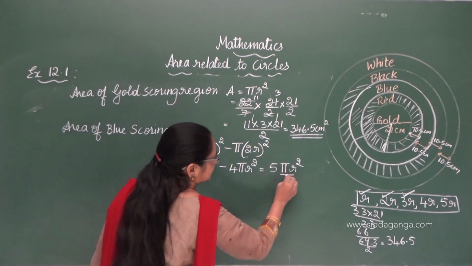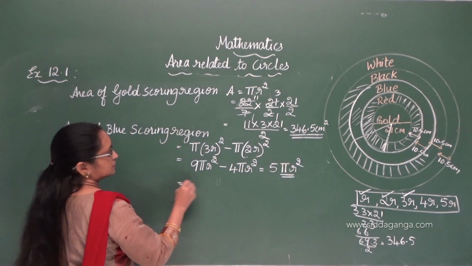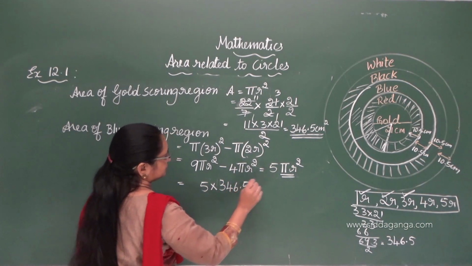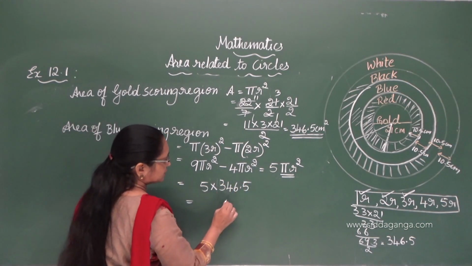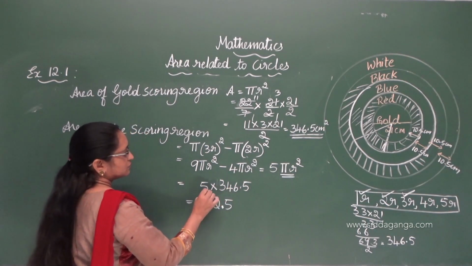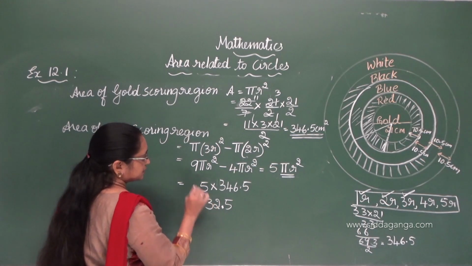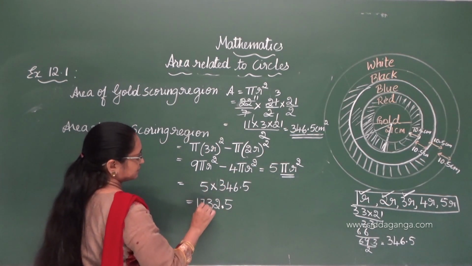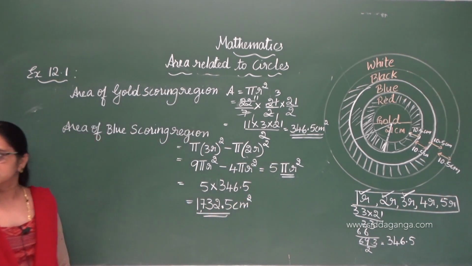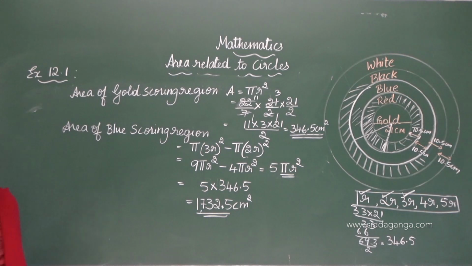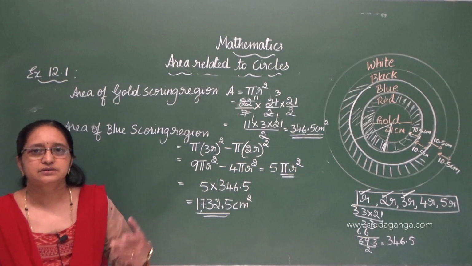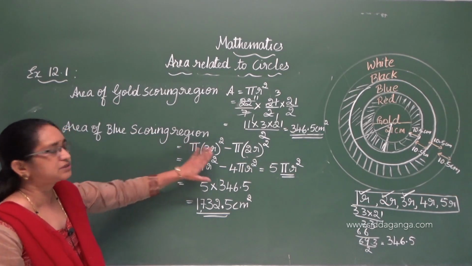We have calculated already πr², so here what you have to do is multiply by 346.5. 5 5s are 25, 2, 6 5s are 30, 32, 5 4s are 20, 23, 2, 5 3s are 15, 16, 17. So 1732.5 centimeter square. Again, I think by now you are familiar with how to do this.